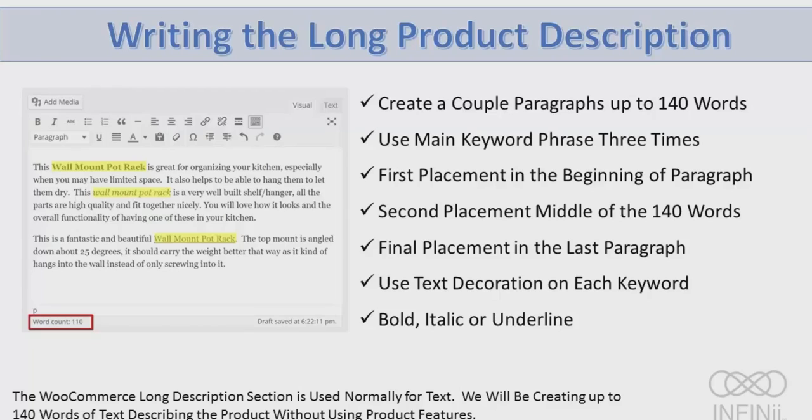Google loves unique content. You will want to add your main keyword phrase to your text 3 times distributed evenly, meaning at the beginning, middle, and close to the end or last paragraph. Each main keyword phrase should be bold, italic, or underlined as seen here. Simply highlight the word and press the B icon for bold, the I icon for italic, or the U icon for underline. When writing your long description, try to use your relative words that we collected on our list.